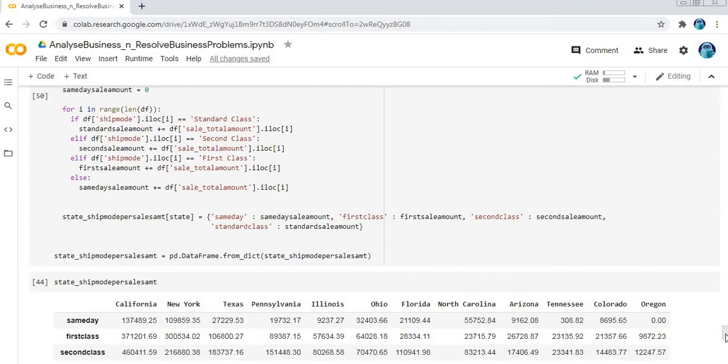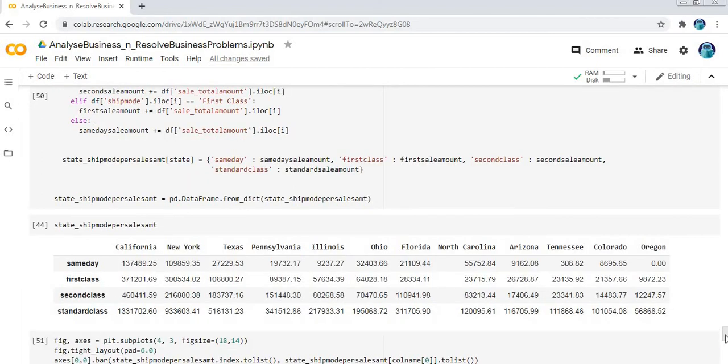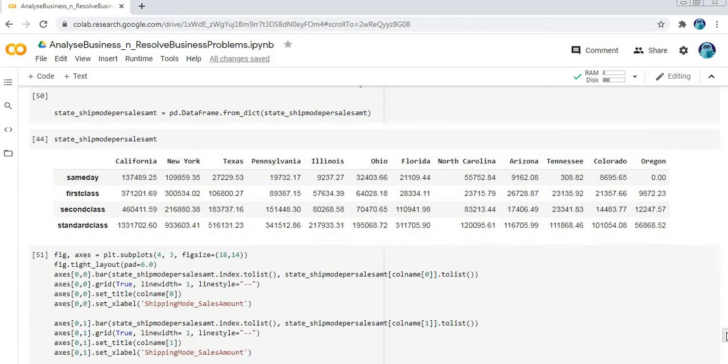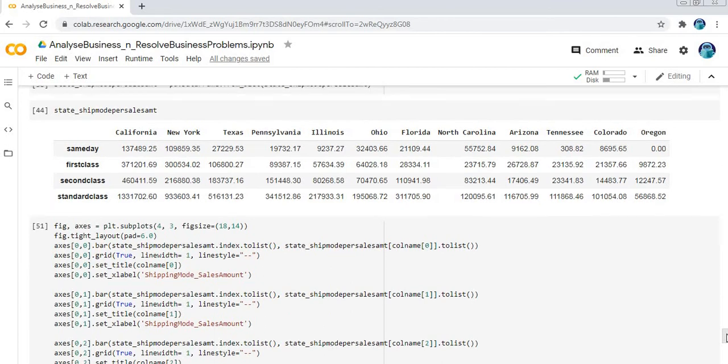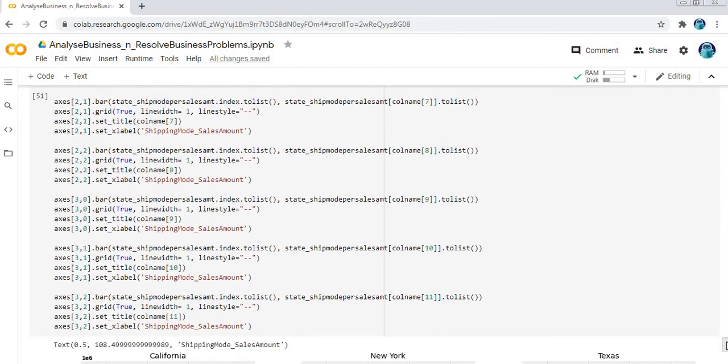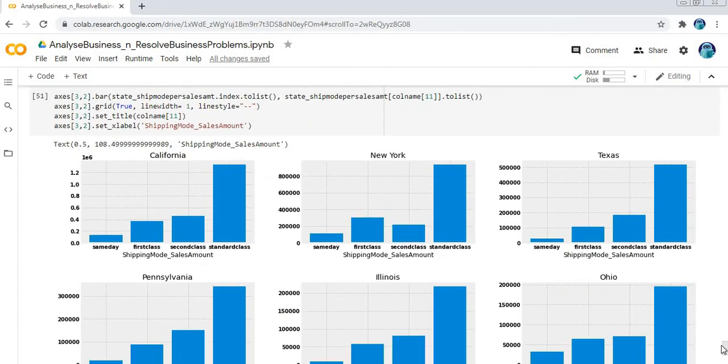Now let's move forward and understand, for each shipping mode, that is first class, second class, standard class and same day, how much sales amount was done in that shipping mode. So we are plotting another plot. Let's see that. This is the amount in millions. This one is in lakhs. So see how it is going.